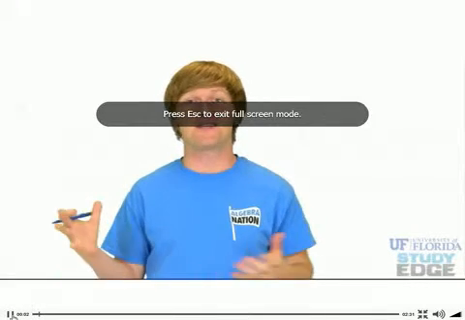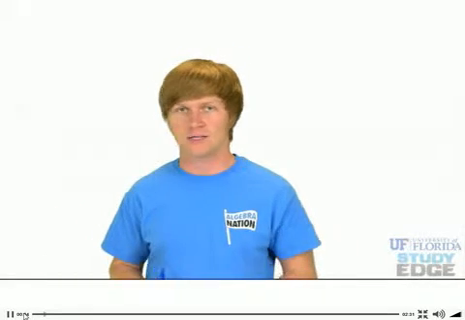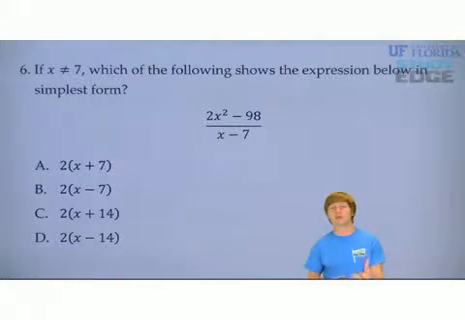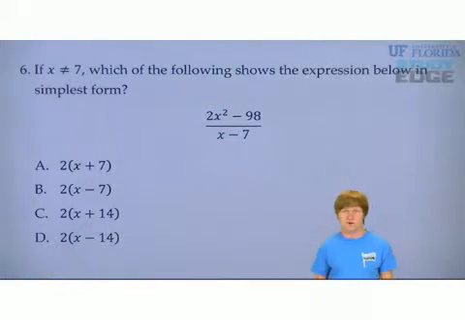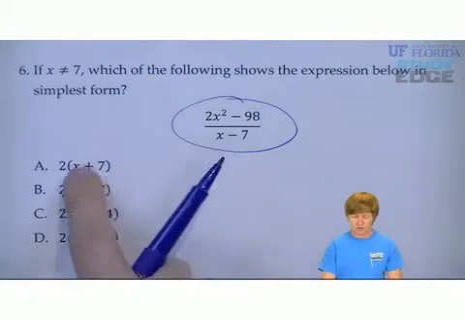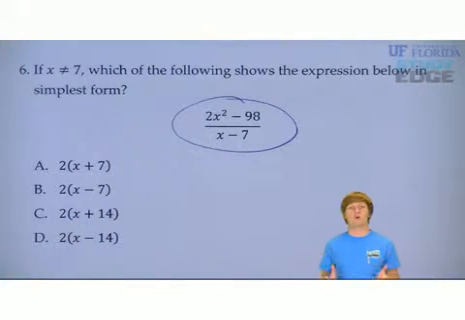In this Algebra Nation video, we're working through another factoring practice problem. Follow along and let's see if we can figure this one out. It says, if x does not equal 7, which of the following shows the expression below in simplest form? What we have to do is divide so that it looks like one of our answer choices. So how are we going to do that?